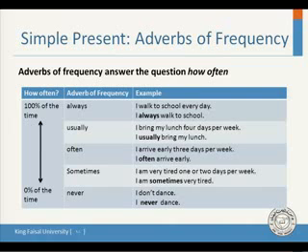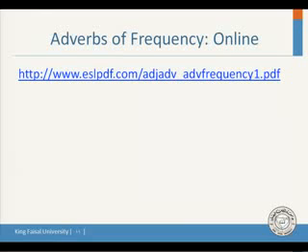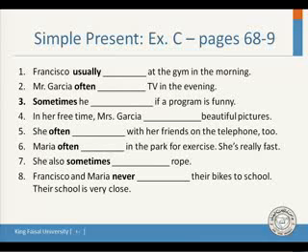I am very tired 1 or 2 days per week, which means sometimes. I am sometimes very tired. Not always, not usually, and not often. Sometimes. Never. I don't dance. I never dance. Never. 0%. So these are adverbs of frequency, and on this web page you can also learn more about them.